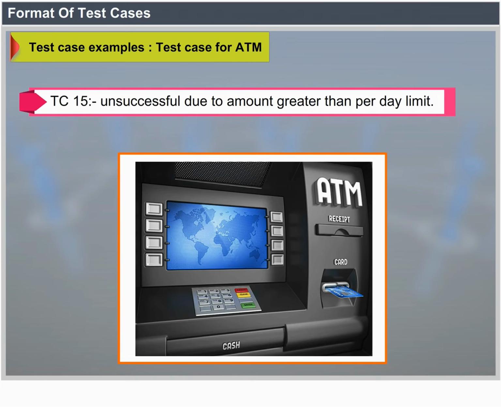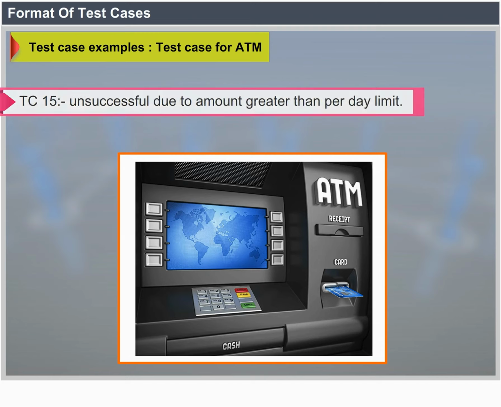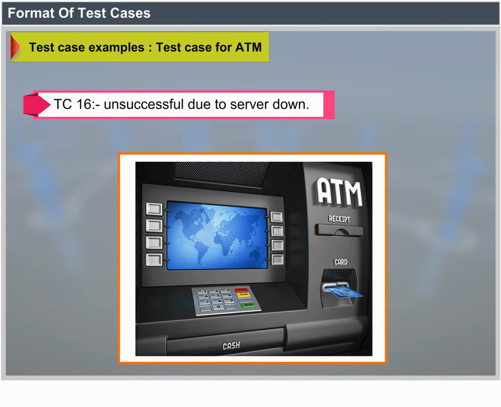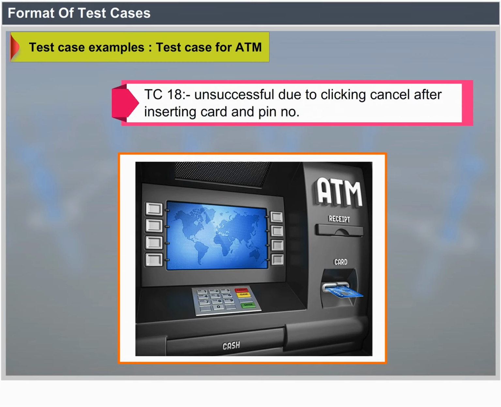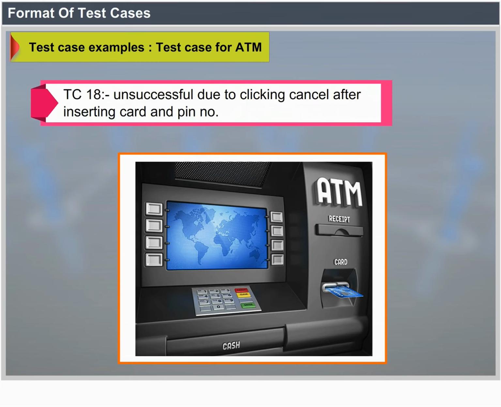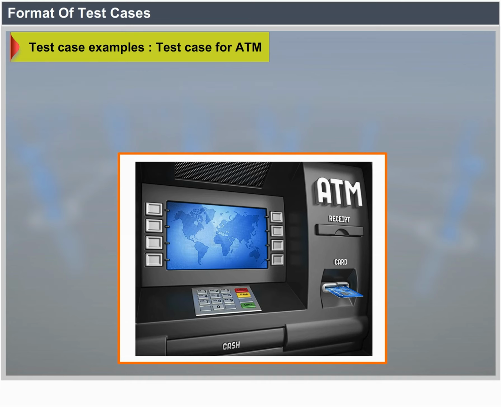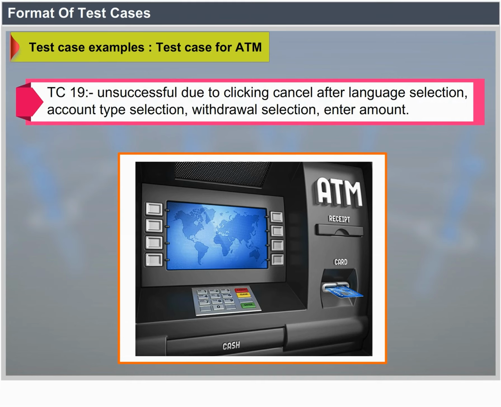TC15, unsuccessful due to amount greater than the day limit. TC16, unsuccessful due to server down. TC17, unsuccessful due to click cancel after insert card. TC18, unsuccessful due to click cancel after insert card and PIN number. TC19, unsuccessful due to click cancel after language selection, account type selection, withdrawal selection, enter amount.